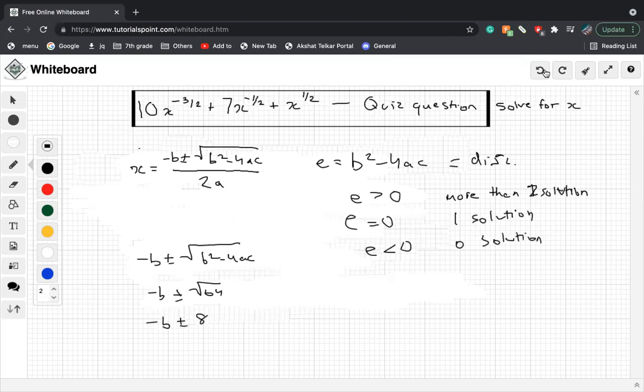And now let's go back from that. Suppose I give you negative b plus or minus 0. Obviously the square root of 0 is 0. Negative b plus or minus 0. Negative b minus 0 would be the exact same as negative b plus 0, and that'll only give you one solution to this equation, right?